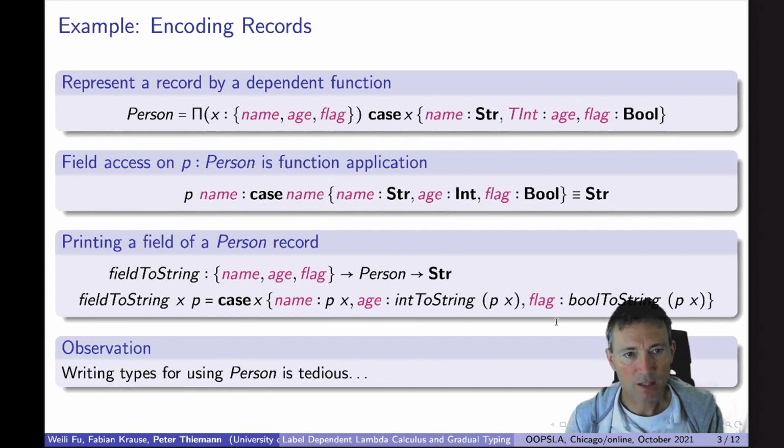Now, as you can see already with this small example, writing types for using person is pretty tedious because this is redundant. Here we name the label set, which we could see from here, and here we have to write the same label set again.